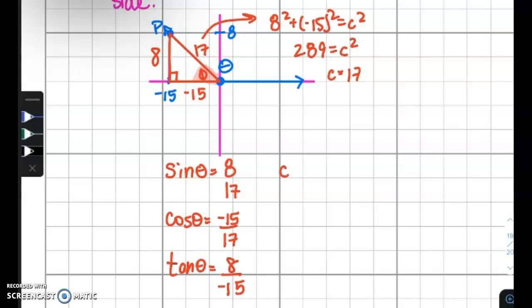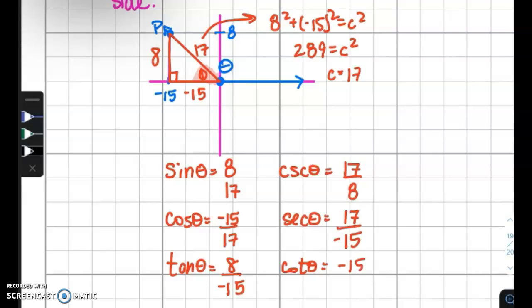Then you're just going to find the reciprocal of each of those. So cosecant is 17 over 8. Secant is cosine flipped, so 17 over negative 15. And cotangent is negative 15 over 8. So those are your 6 trig functions.